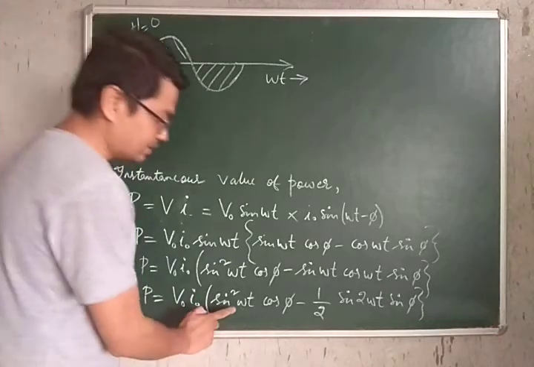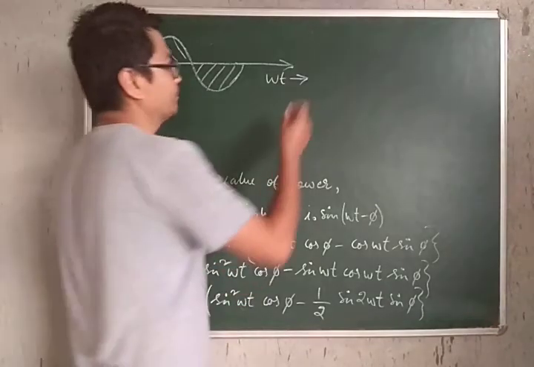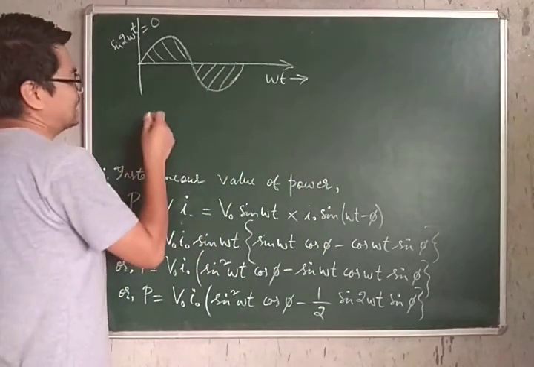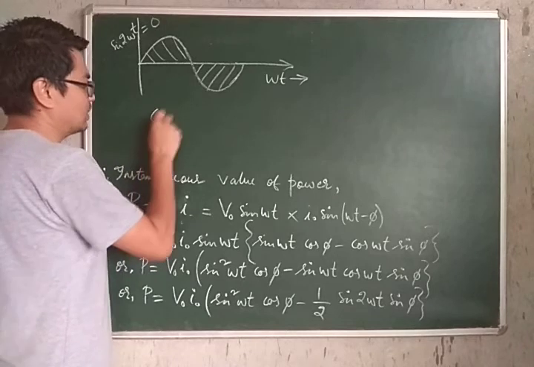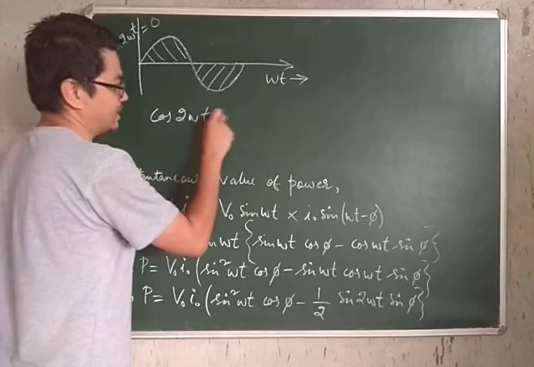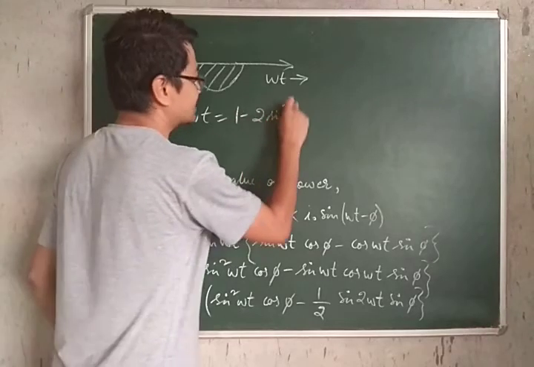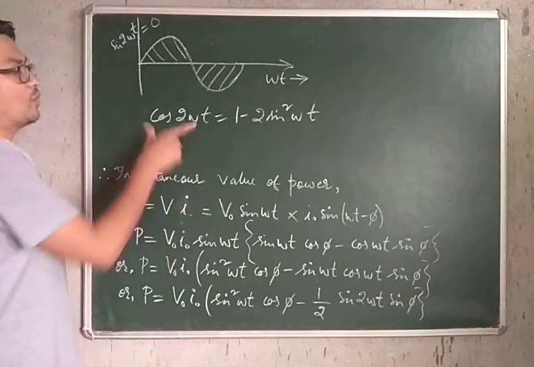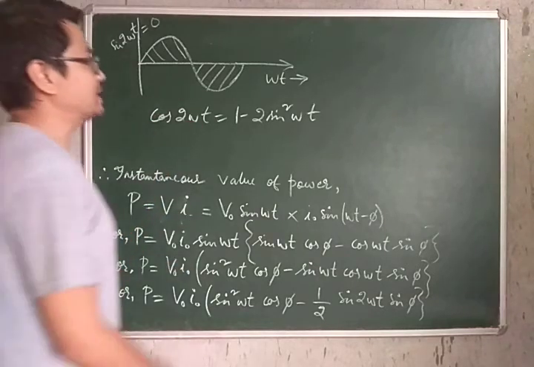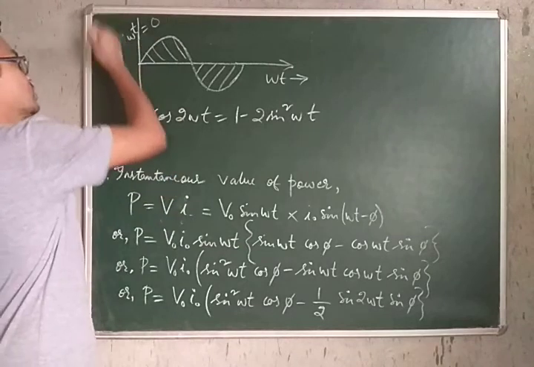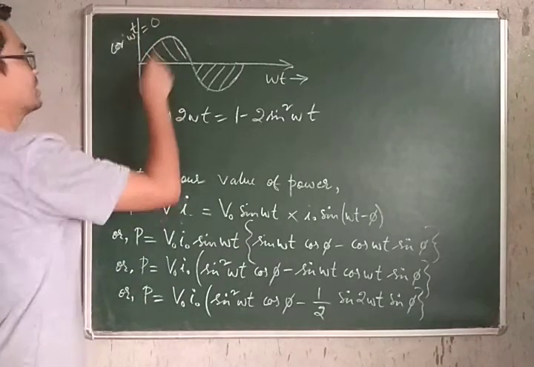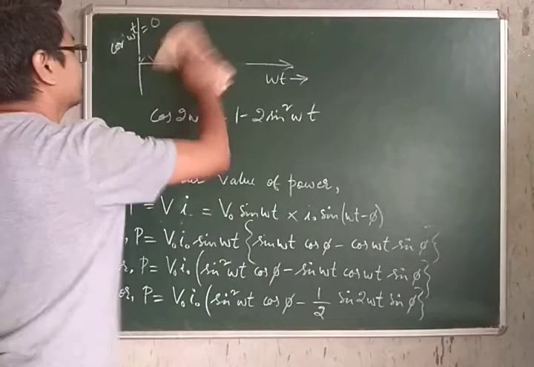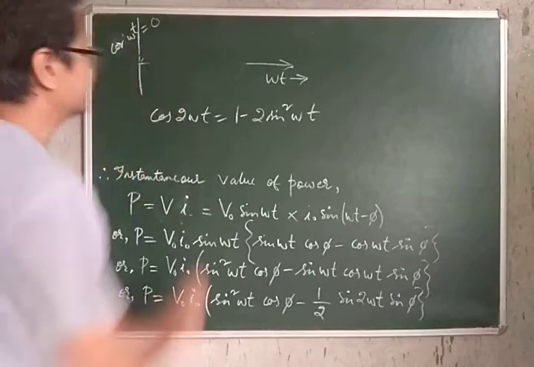And looking at this sin squared omega t, from trigonometry, we can write cos 2 omega t is equal to 1 minus 2 sin squared omega t. This is what we can write. Alright, now considering one complete cycle of a cos wave variation, cos omega t, of course, is not this. Sine wave and cos wave are basically one and the same thing.